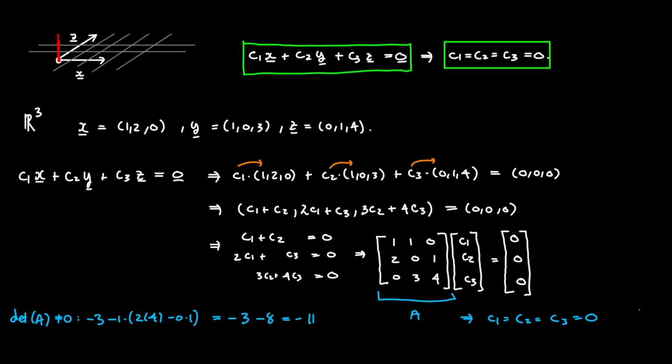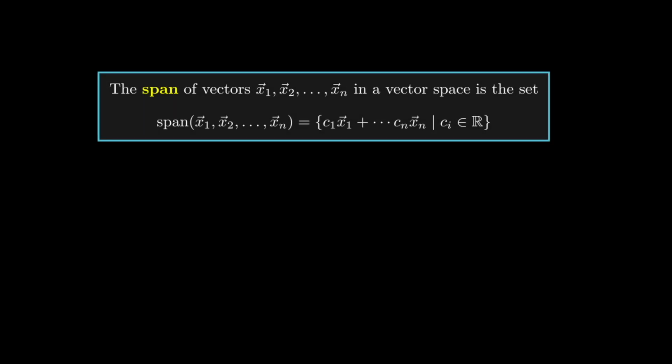So let's move on to the next concept here. The next concept is the concept of a span of a set of vectors. So this is not very difficult to see what it means intuitively.